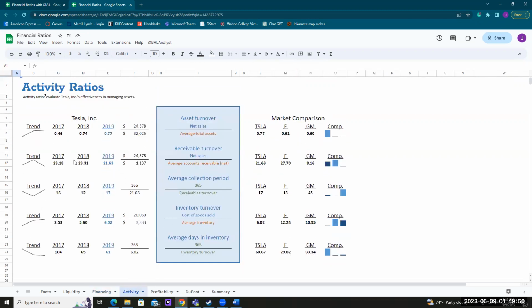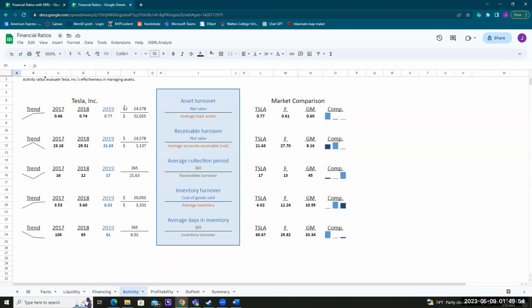Moving on to activity. So we can see here, activity ratio evaluates effectiveness in managing assets. So this is our net sales over average total assets, and we can see that we're going up. So we're making more sales over the year. This is our net sales over our accounts receivable.